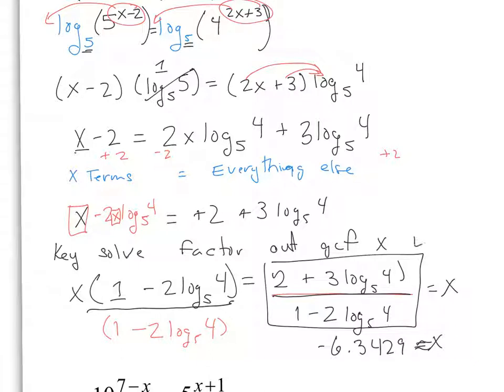If I ask you for the exact answer, I want this answer in the box. If I ask you for an approximate answer, then I would want the answer to 4 decimal places that I have in the blue box.